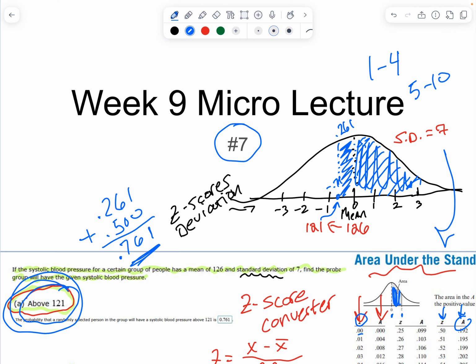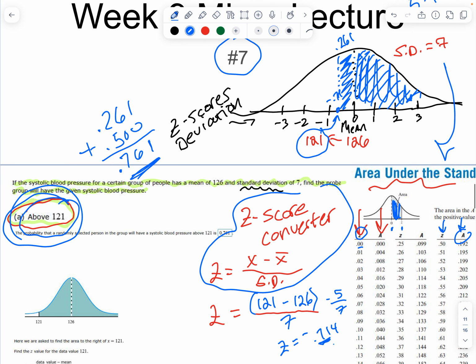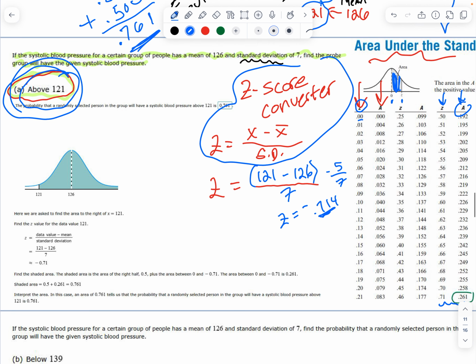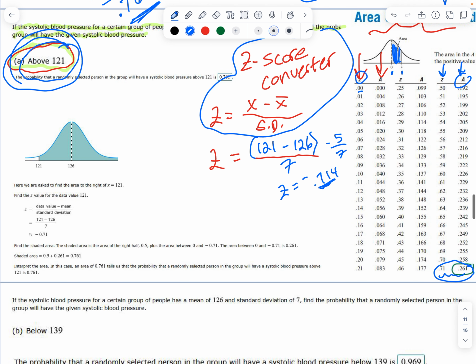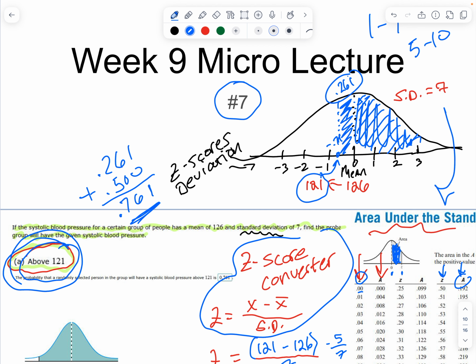Okay, there's a lot of parts to this. If we want to revisit this, we first converted the blood pressure score of 121 to a z-score of negative 0.71. Then we went over to the area chart and we found the area of 0.261. This chart only shows area from 0 to your z-score, so we knew that 0.261 is this piece right here. The question says above 121, so that means we want this piece and everything else, which is why we had to add that 50% right here.